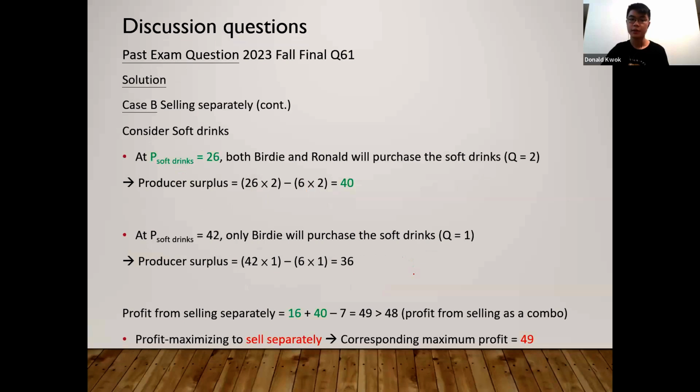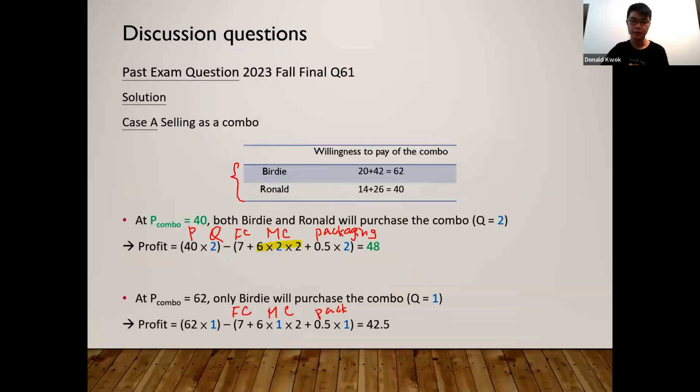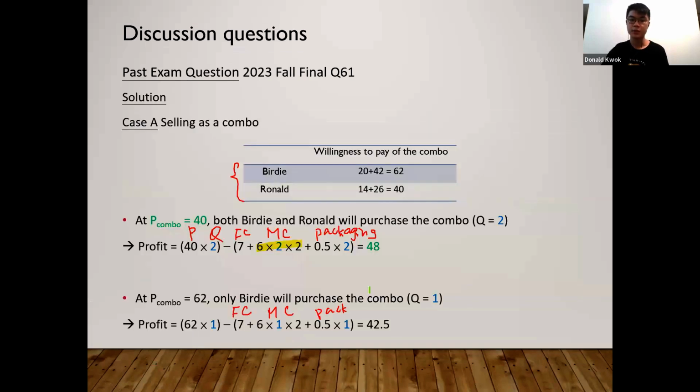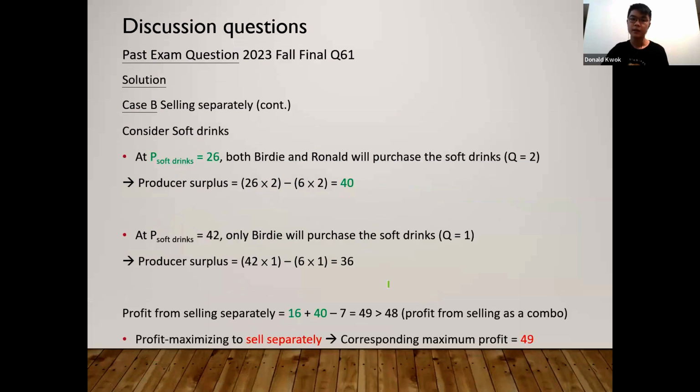We do something similar, which means that the price of the soft drink should be either $42 or $26. If the soft drink price is $26, then both Bertie and Ronald will purchase it, and we can calculate the producer surplus is 40. Again, total revenue minus total variable cost for producer surplus. Whereas for the price of soft drink at $42, then only Bertie will purchase the soft drinks, and we have the producer surplus, $36.